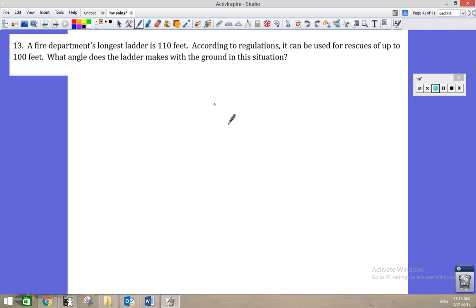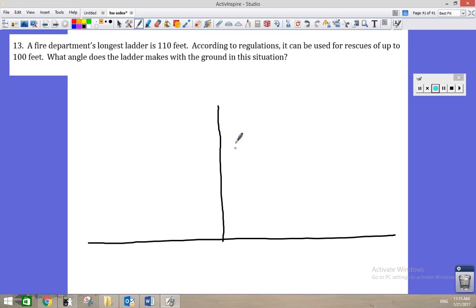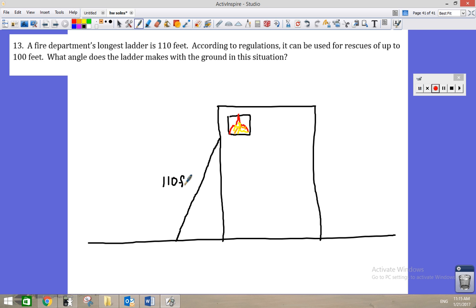Alright, so we've got the ground. Let's say that we've got some building, and the building is on fire. So the fire department has been called to put out this fire. So they have this ladder, and the ladder is a 110-foot ladder.